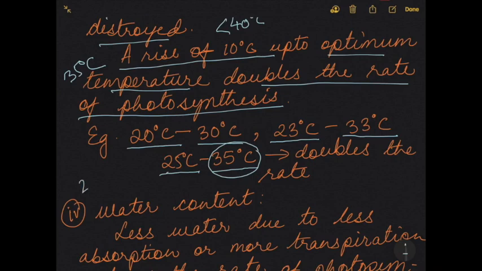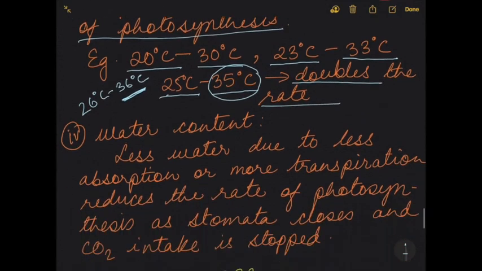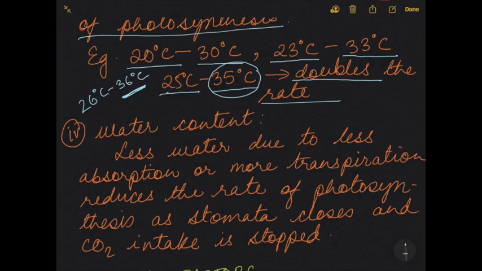We cannot take 26 degrees Celsius to 36 degrees Celsius, because remember, at 36 degrees Celsius the rate of photosynthesis drops. So if there is an increase of 10 degrees Celsius up to the optimum temperature, 35 degrees Celsius being the maximum, what happens? The rate of photosynthesis doubles. Clear? Now next is water content.